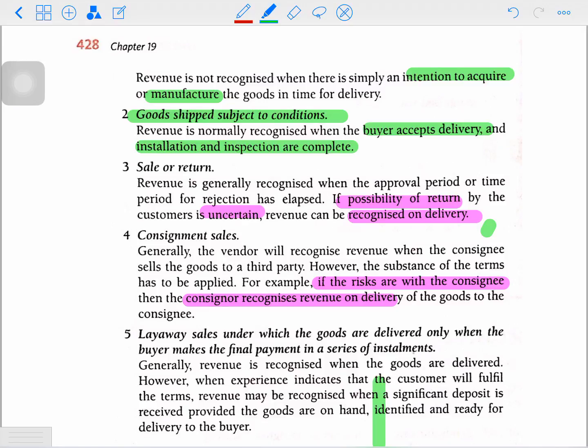Bila kita recognize revenue for goods shipped subject to condition, maknanya goods yang kita hantar tu mestilah fulfill certain condition. Normally buyer will accept delivery and installation and inspection are complete. Kita akan recognize revenue.